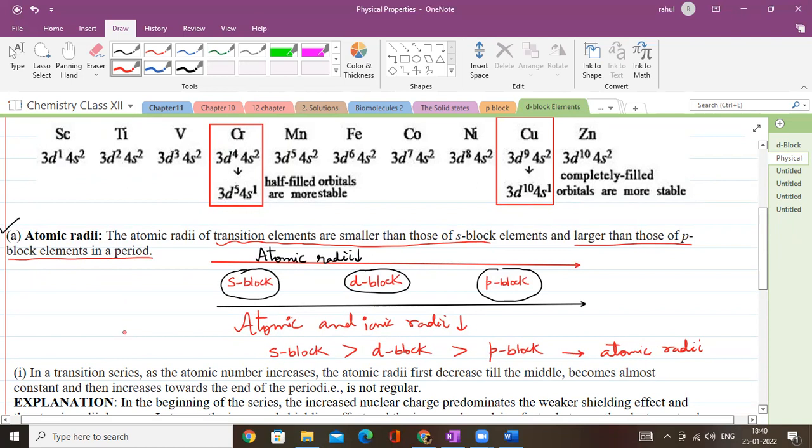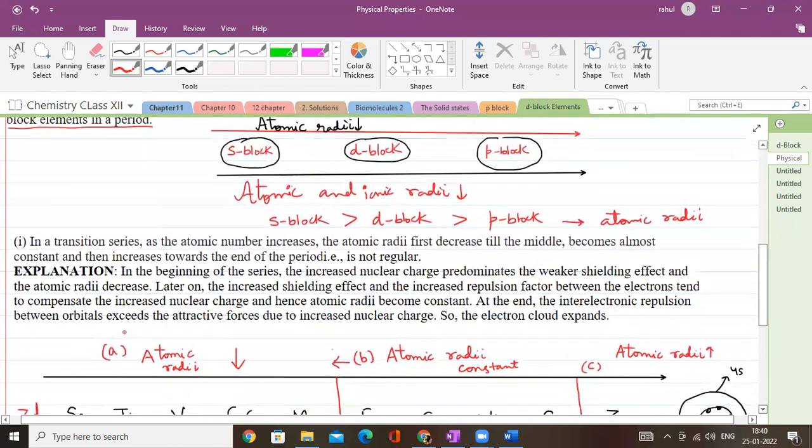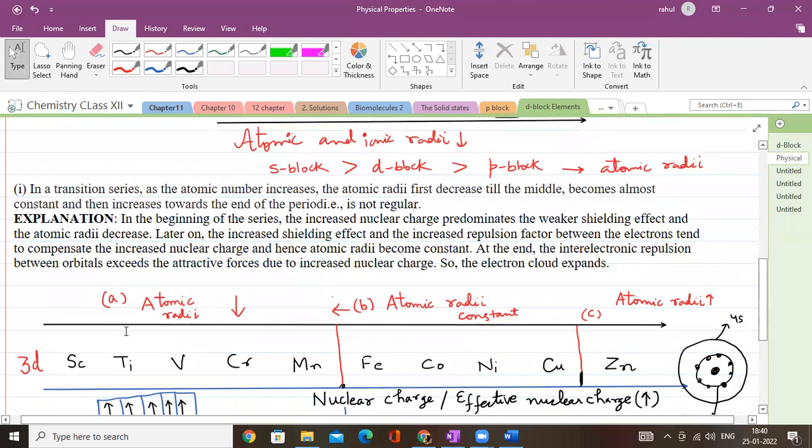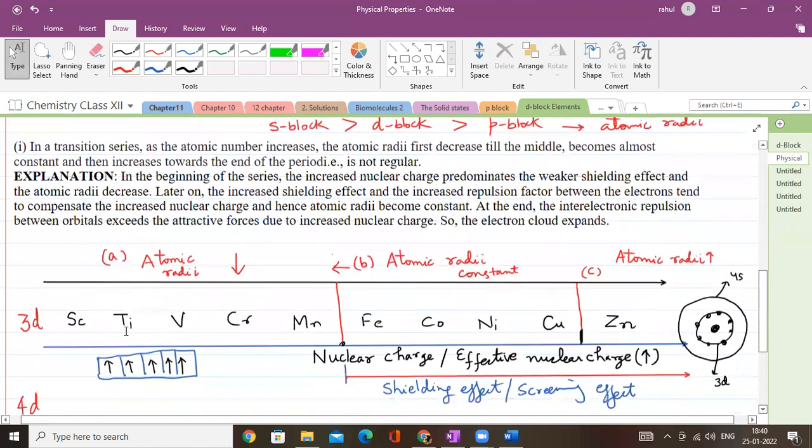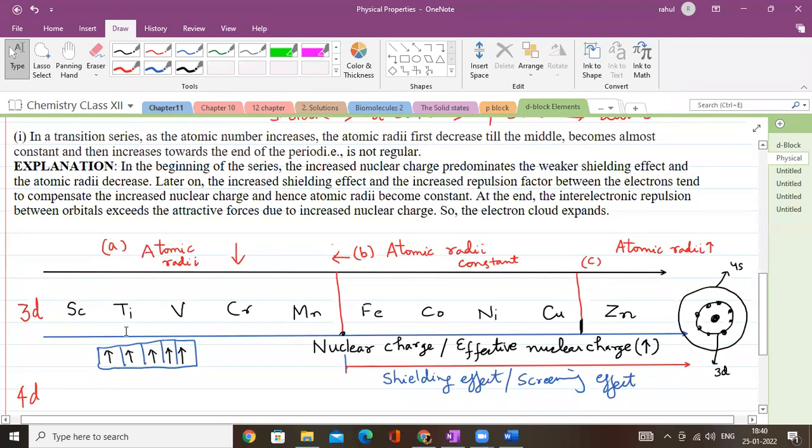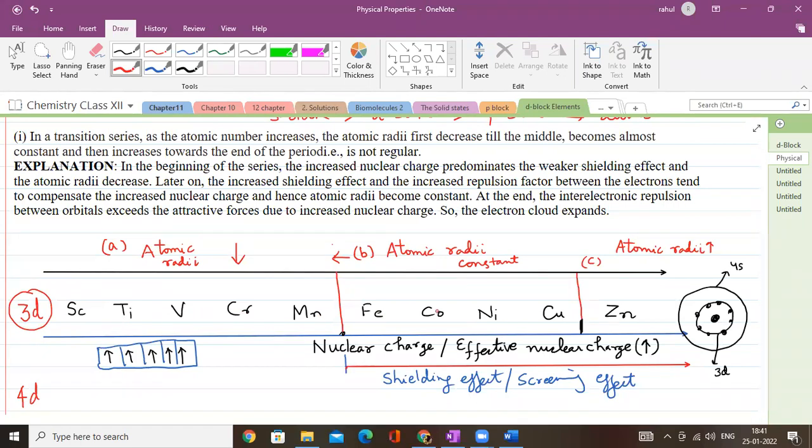So we will now take up the trend which is there in the 3D series, which is very, very important. So I'm going to take up what is the trend in 3D series. Beta, whenever we are talking about the 3D series, there are three trends that are being taken care of. This is 3D series: scandium, titanium, vanadium, chromium, manganese, iron, cobalt, nickel, copper, zinc.